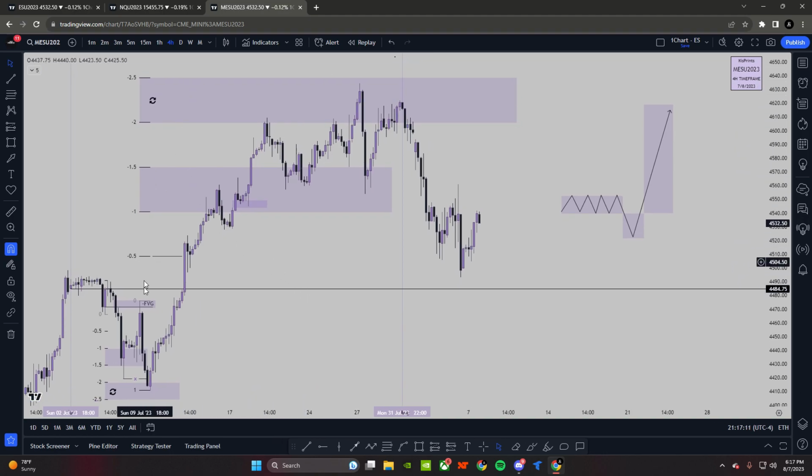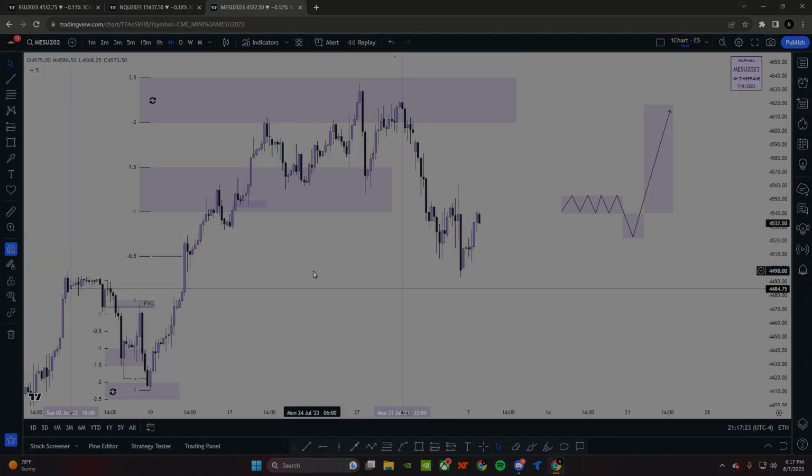So as we can see here, if we use the power of 3 with standard deviations and we use our standard deviations on the manipulation legs, we can actually find the distribution legs here.